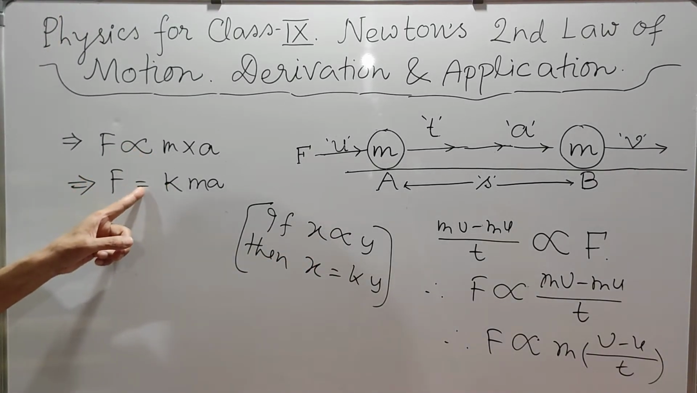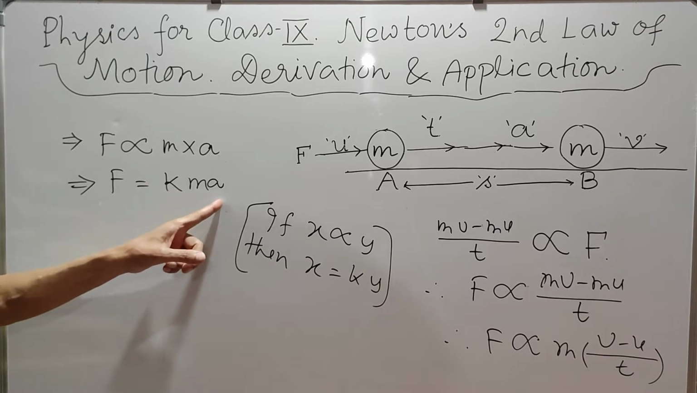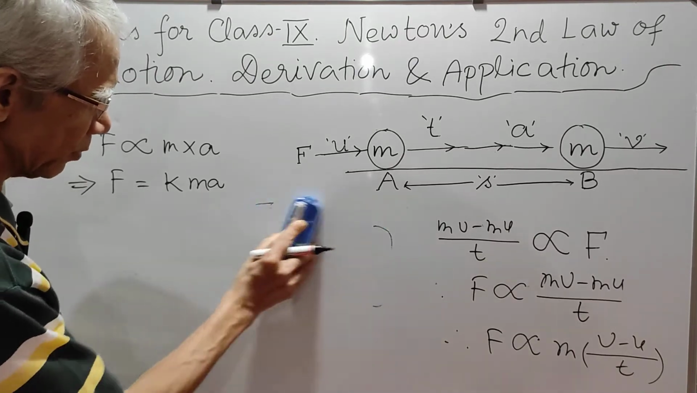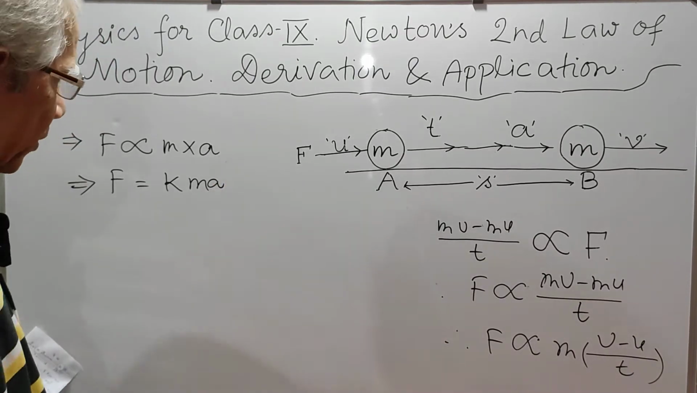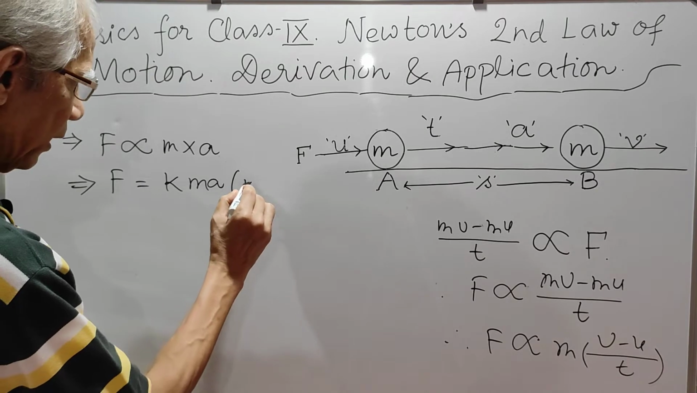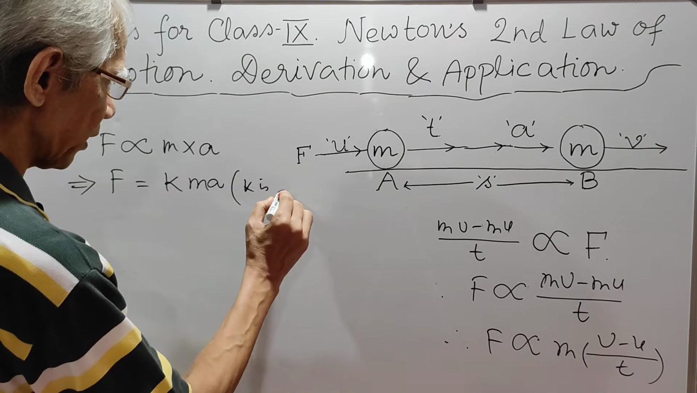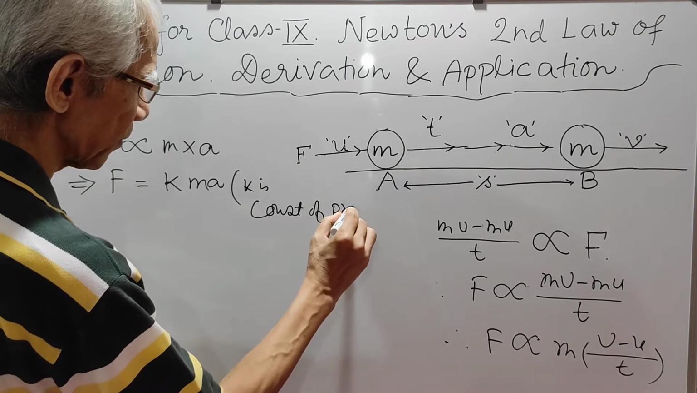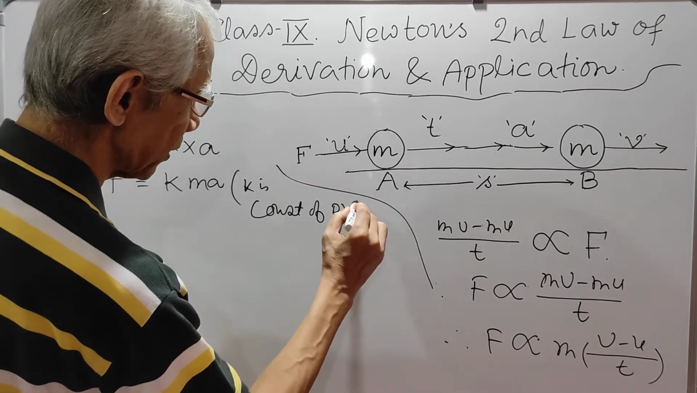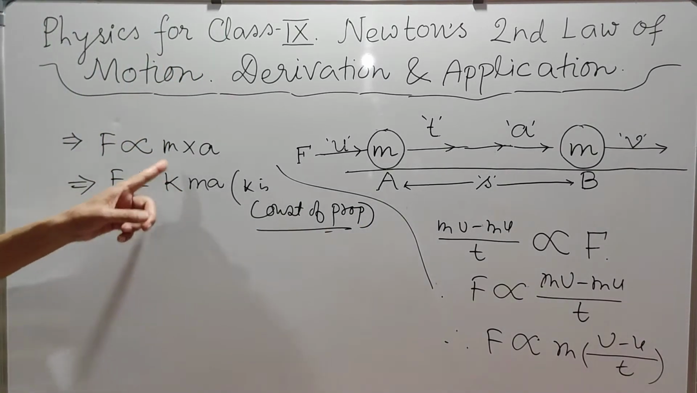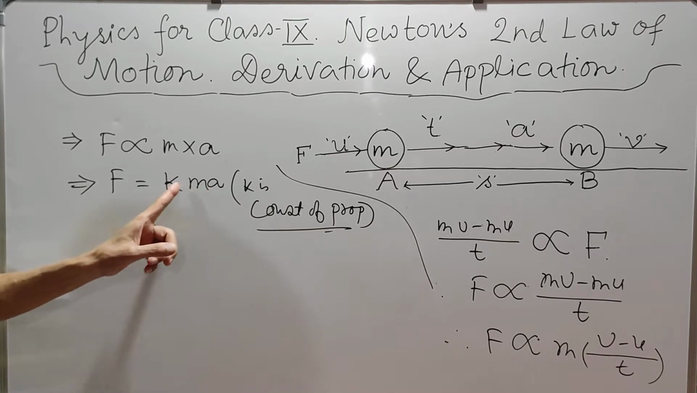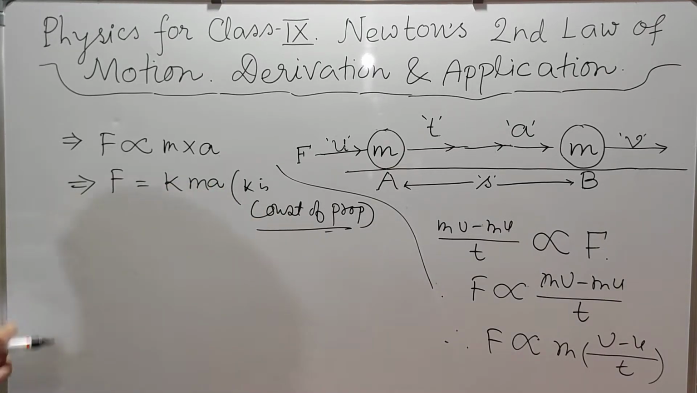So the proportionality sign is replaced by an equal sign, and we bring in k. What is k? k is the constant of proportionality. You must write that when you do this in the exam. So k is constant of proportionality. This becomes equal, and k comes here, k into m into a. So we get F equal to kma.